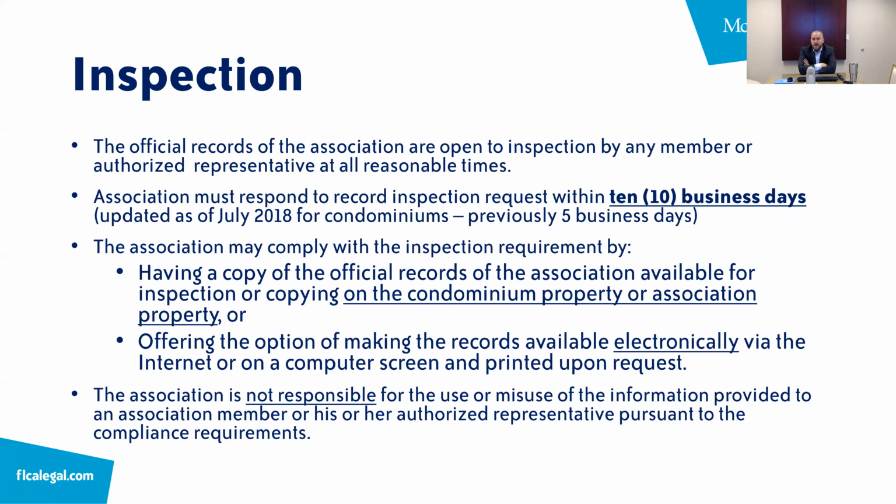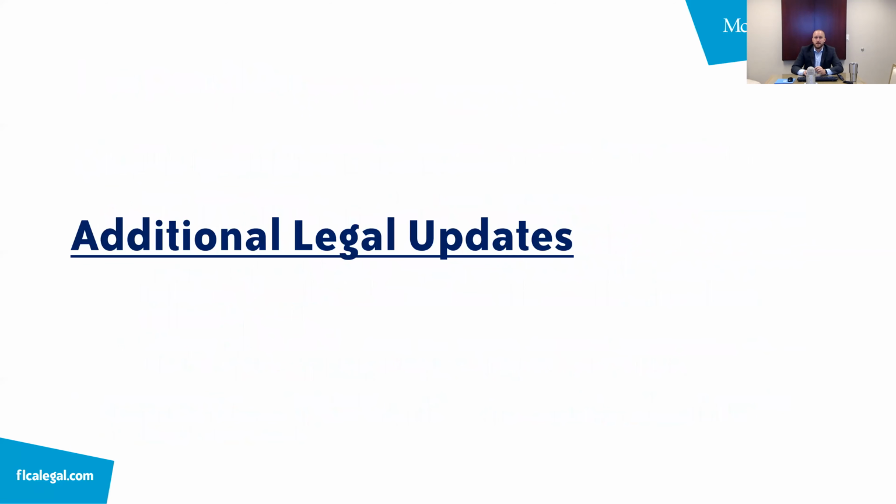The association may comply with the inspection requirement by having a copy of the official records available for inspection on the condominium or association property, or offering the option to make the records available electronically via the internet or on a computer screen and printed upon request. And again, the association is not responsible for the use or misuse of information provided to a member or the authorized representative pursuant to the compliance requirements.